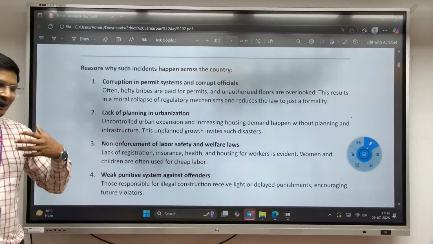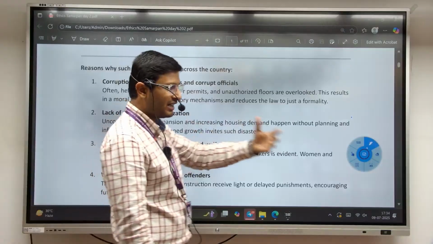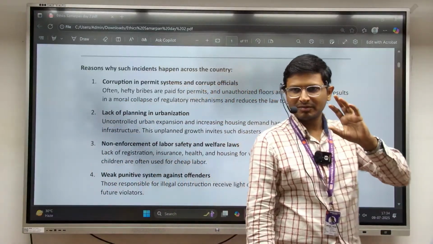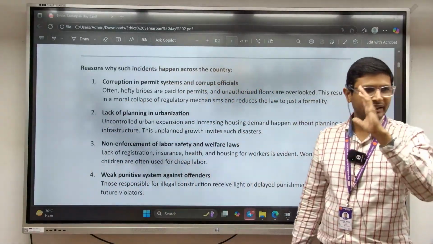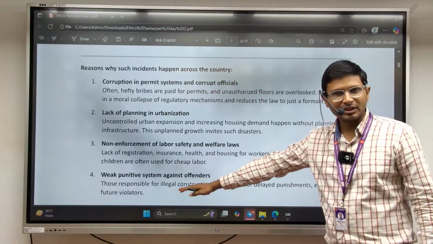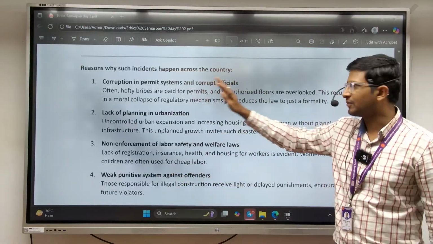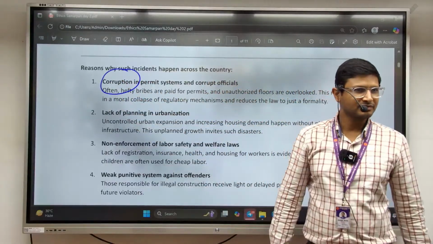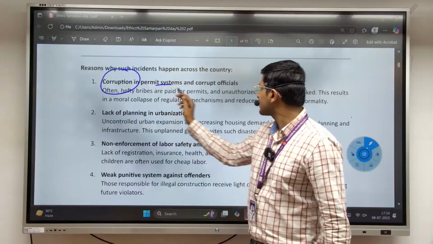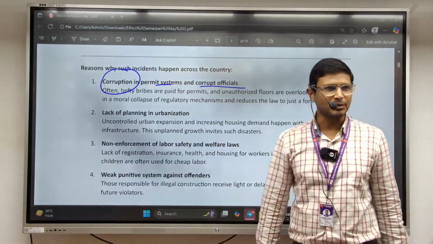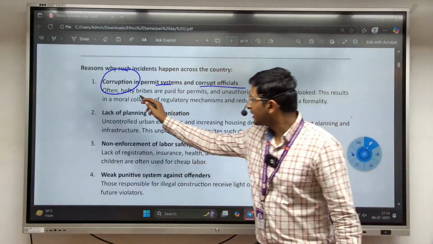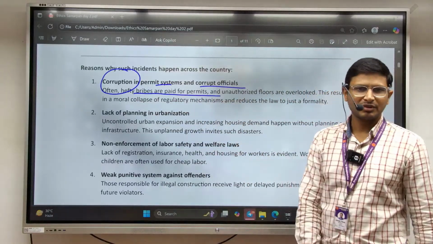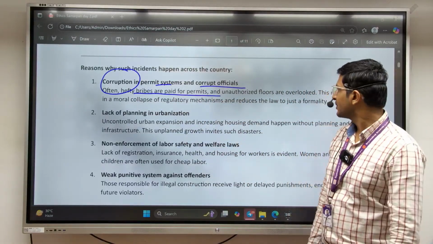So यहाँ पे either you write in a paragraph or you write with the subheadings. So यहाँ पे I have made few subheadings just for your understanding, ओके. So first one, corruption. Main reason is corruption. Corruption in permit system and the corrupt official. These are the people, okay. They might have paid the hefty bribes for getting the permits, okay.